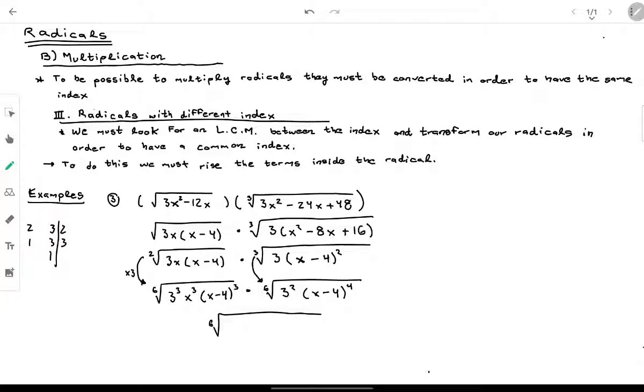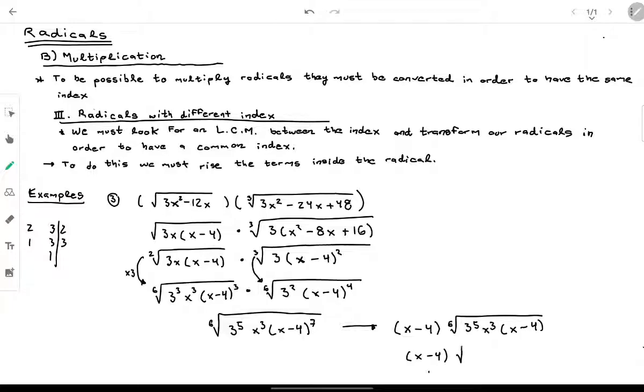It's going to be 3 cubed and 3 squared. It's going to be 3 to the 5, x cubed, and (x minus 4) to the 7. So let's see if it's possible to take out something. Of course, it's going to be possible. I can take out an (x minus 4). On the inside part, I will still have 3 to the 5, x cubed, and (x minus 4) to the 1, because 7 divided by 6, the remainder is 1. So my final answer is going to have x minus 4 outside.